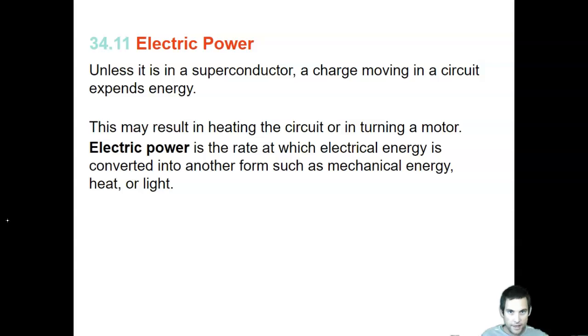Electric power is the rate at which electrical energy is converted into another form, like mechanical energy, heat, or light. Mechanical energy would be getting something to move. So maybe a record player or a CD player. Plugging it in, giving it power, allows it to spin the turntable.